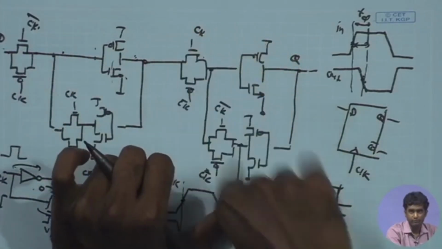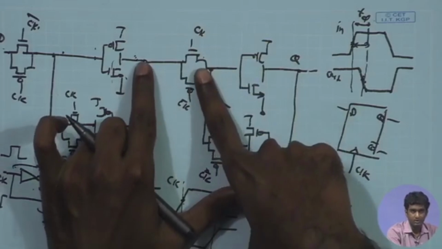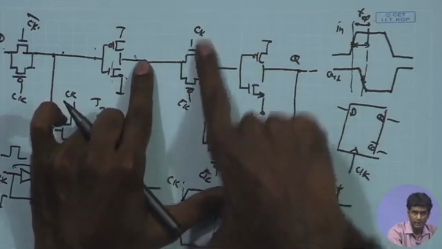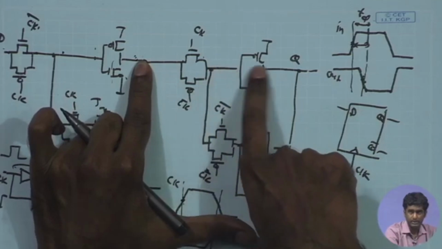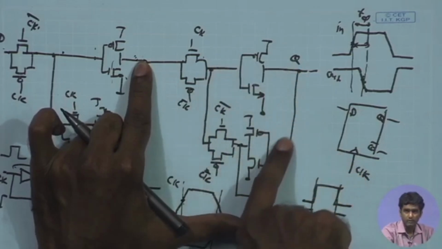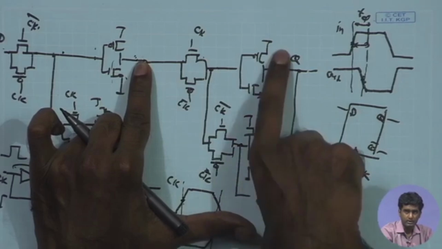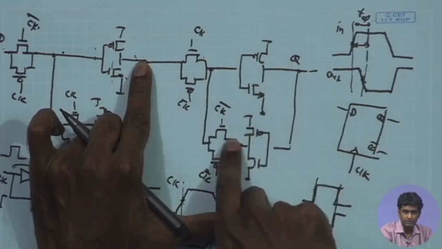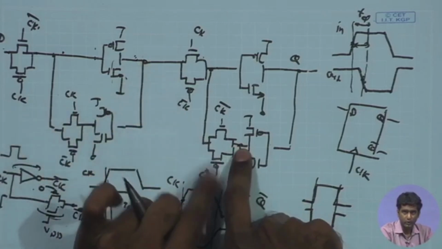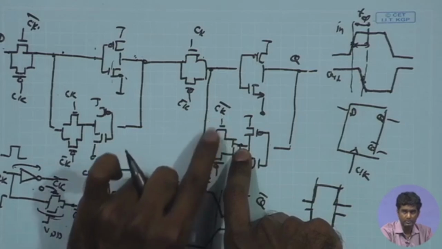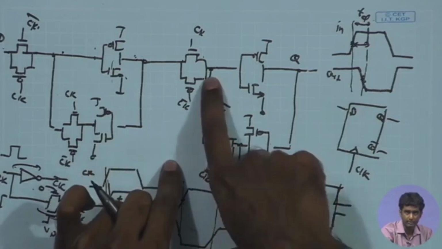However, this was off, and now when the clock is going high, then finally this data will be propagating to Q. This will also have the transmission through this inverter and storing the data over here, so that when the clock is going low again, this is going to turn on and then going to have the feedback.